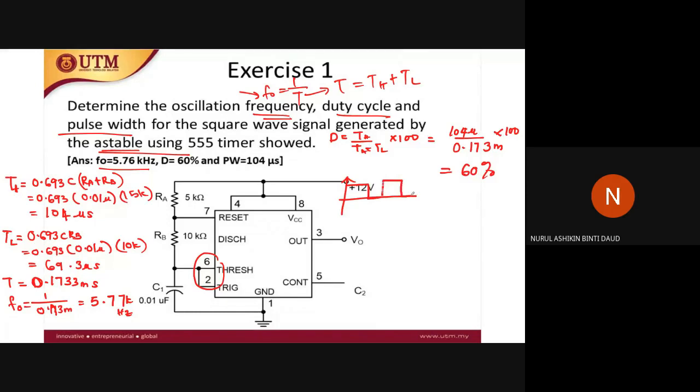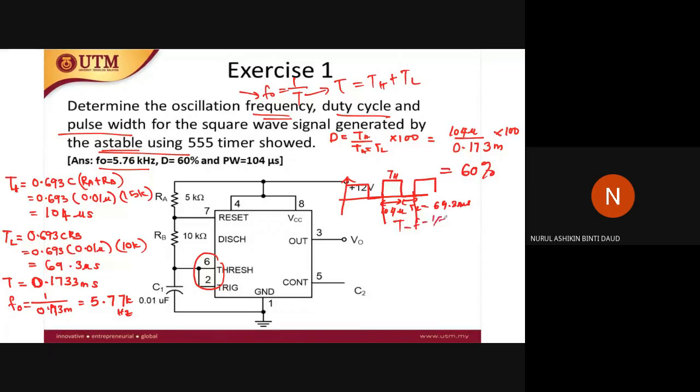Okay, so this will be much longer compared to this, because the time here is longer compared to this time. So TH is this, which is 104 microseconds, and TL is this, which is 69.3 microseconds. So the total oscillation frequency will be from here to here. Okay, so this is the time period. So the total frequency will be F equals 1 over T.